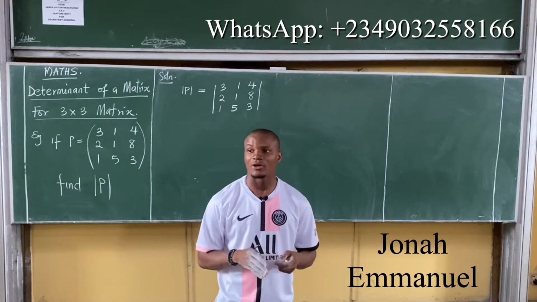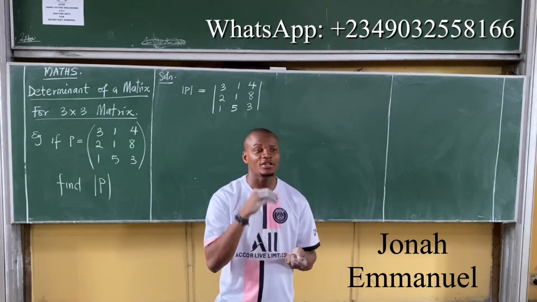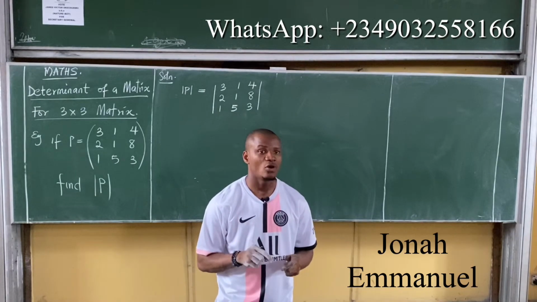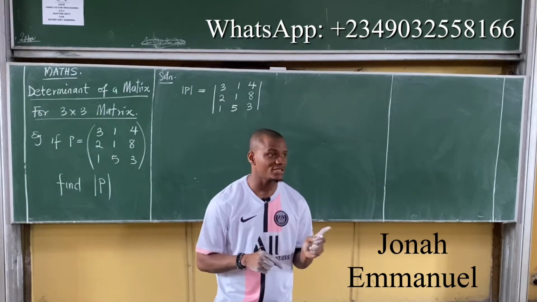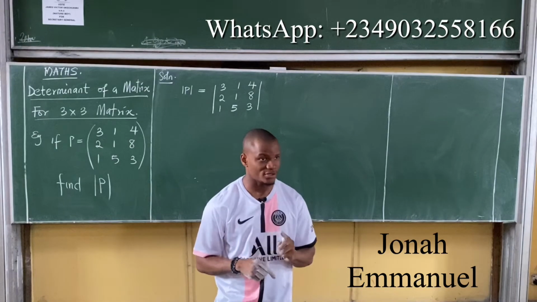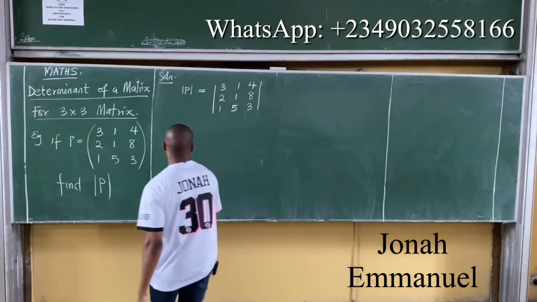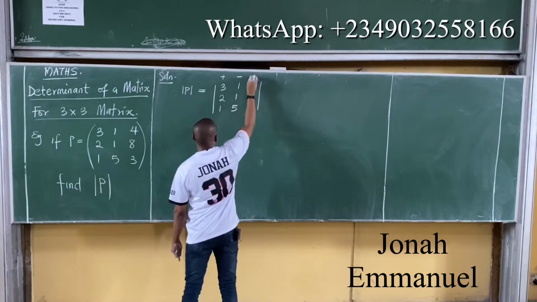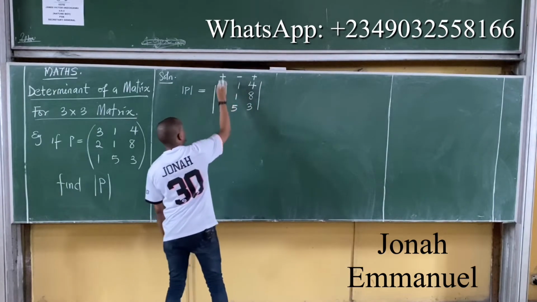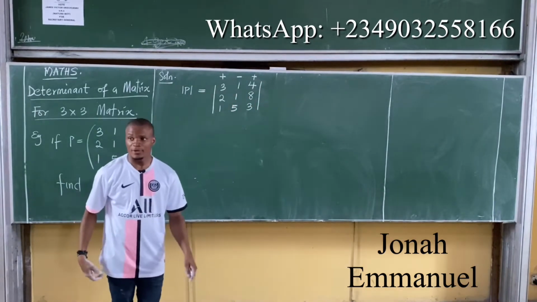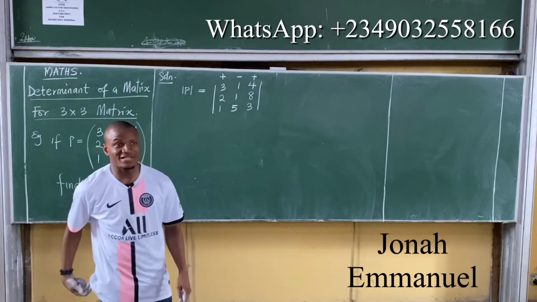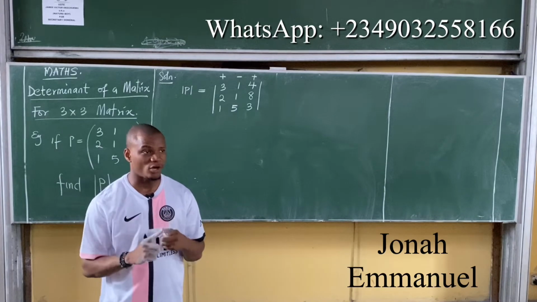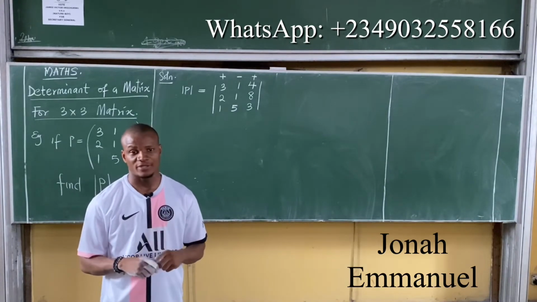Your first step to calculate the determinant of a 3 by 3 matrix is to put in your sign values. What's the sign value? Plus, minus, plus. Please don't forget this. Plus, minus, plus first. Is it a constant? Yes, it's constant for every matrix. Step one, put plus, minus, plus.